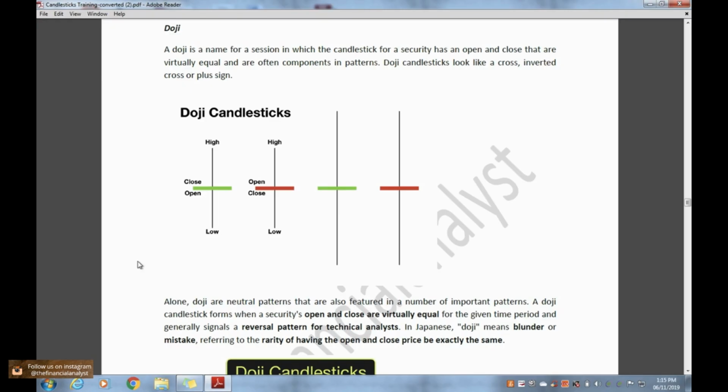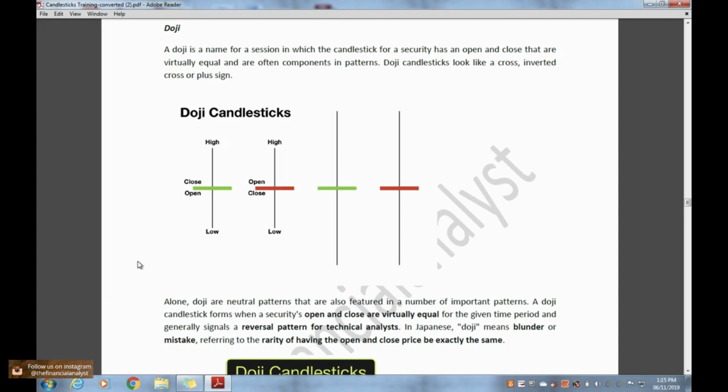So doji is basically a neutral pattern that occurs in a lot of important patterns. If you remember the morning and the evening star candlestick patterns that we have discussed earlier in the series, doji is the second day pattern.